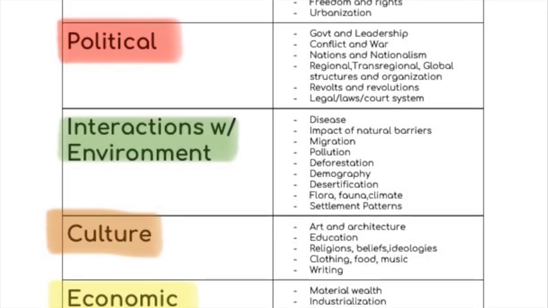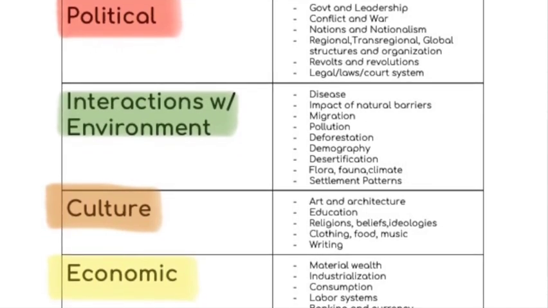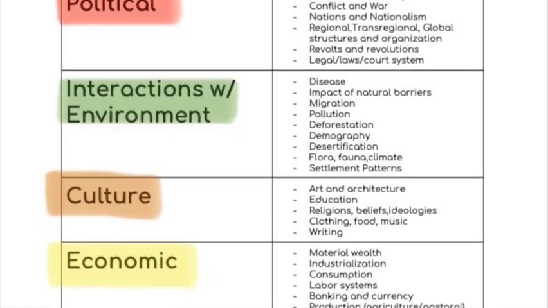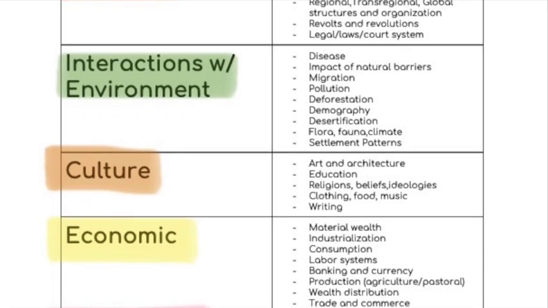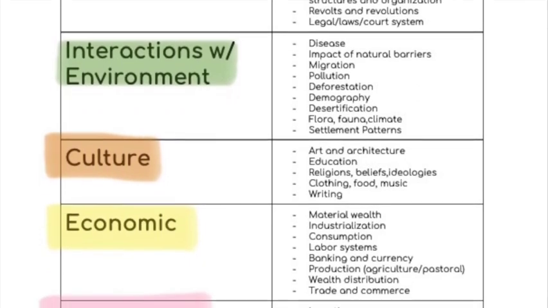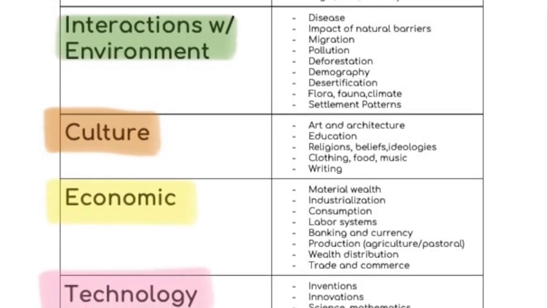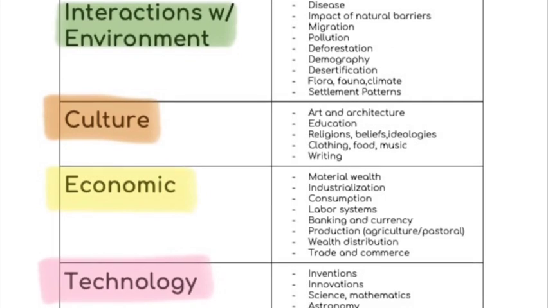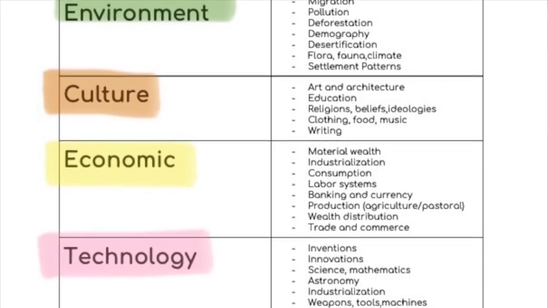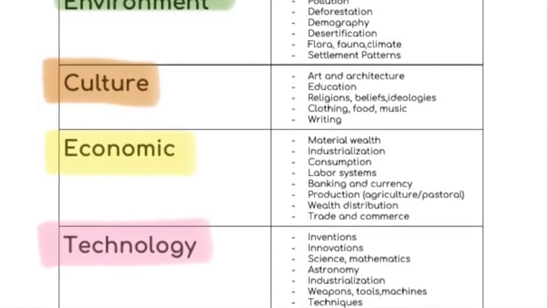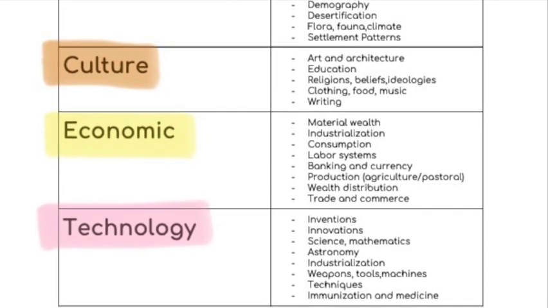The I is interactions with the environment, and this is going to cover the environment, but also things like disease, things like how do humans affect the environment, not just how does the environment affect humans. So deforestation, desertification. Okay, the C is for culture. Again, this is more beliefs. This is how do societies express themselves through art. How does religion come into play? The E is for economic systems, and the T is for technology.